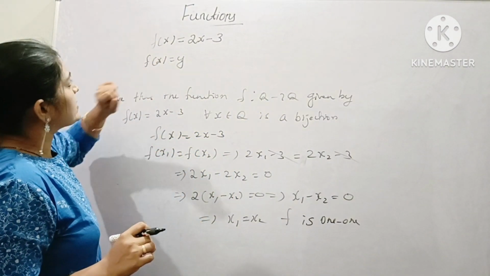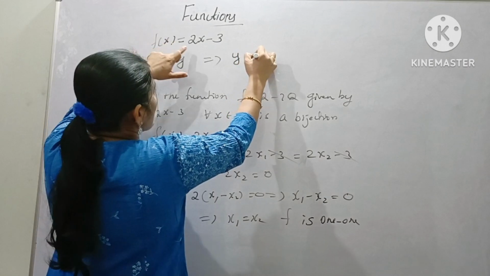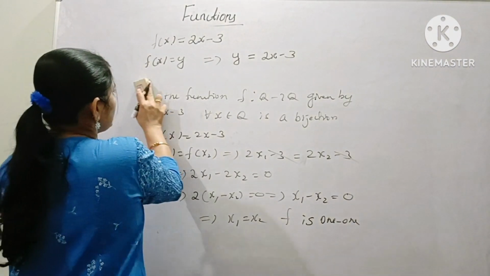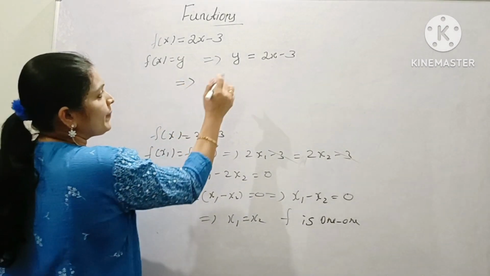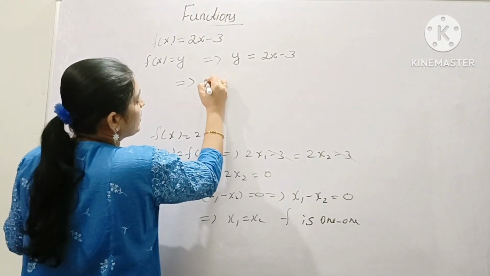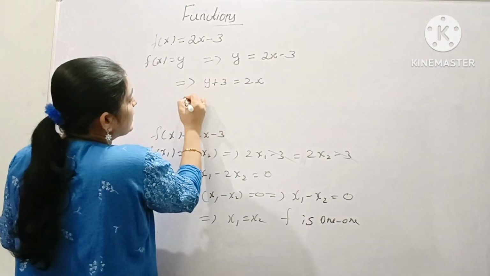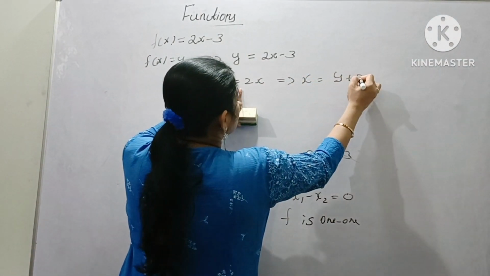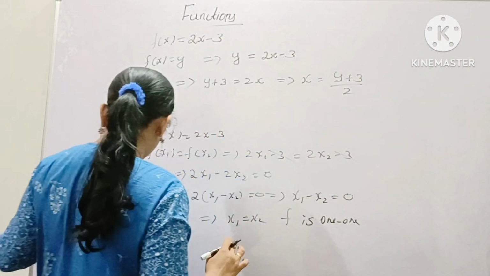f of x is equal to y. Now substitute here, f of x is equal to y. So y is equal to 2x minus 3. So this implies, take y here, 2x here, take minus 3 here, so y plus 3 is equal to 2x. This implies x is equal to y plus 3 by 2. Taking 2 here, we will get x is equal to y plus 3 by 2.